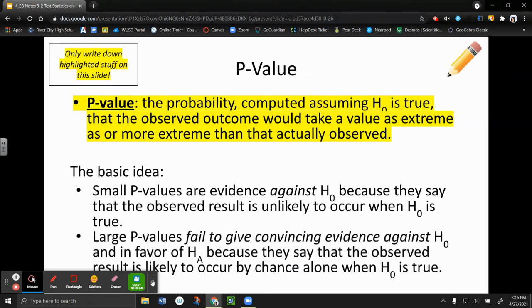If we have a large p-value, that fails to give convincing evidence against our null hypothesis and in favor of the alternative, because it says that the observed result is likely to occur by chance alone when our null hypothesis is true. So you can think of the p-value as the chance of that happening if our null hypothesis is true. The smaller the chance, the more evidence we have that our null hypothesis is not true. So small p-values give us evidence against our null hypothesis.